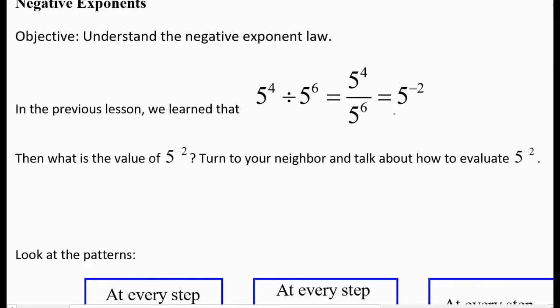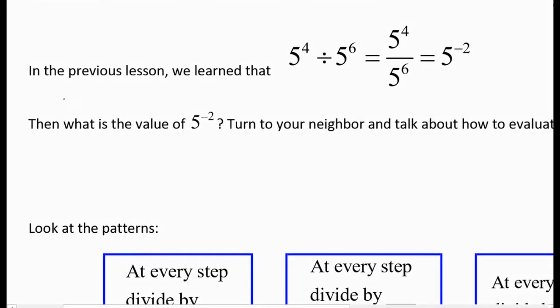Alright? Okay, in the previous lesson we learned that when you have 5 to the power of 4 divided by 5 to the power of 6, you subtract. Using the quotient law, you're going to subtract. Then 4 minus 6 is negative 2. Then it becomes 5 to the power of negative 2. Then what is the value of 5 to the power of negative 2?